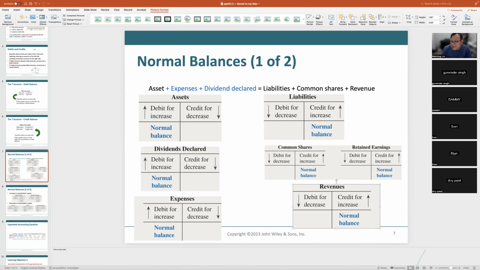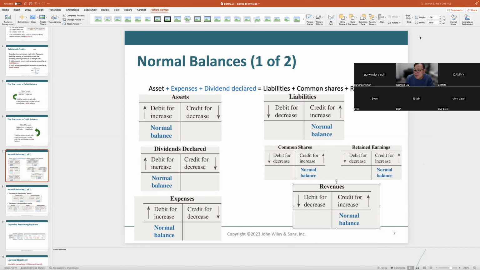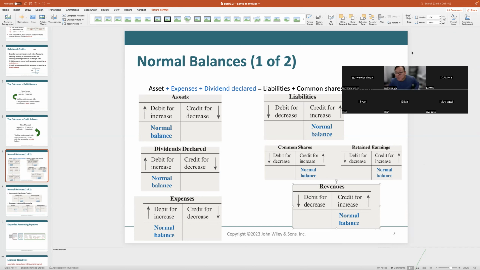Does this make sense? So give me a sum up if it makes sense. 1, 2, 3. Awesome, awesome, good.